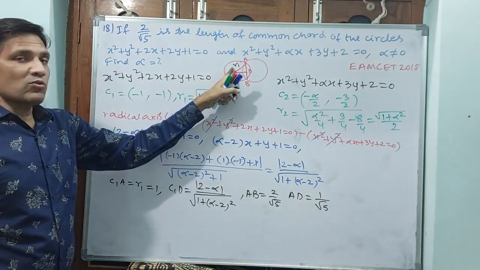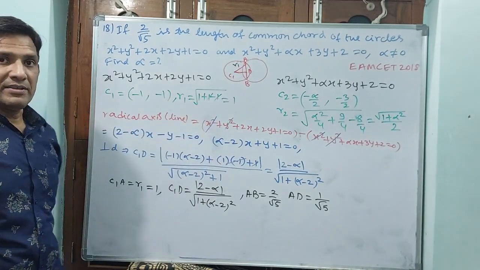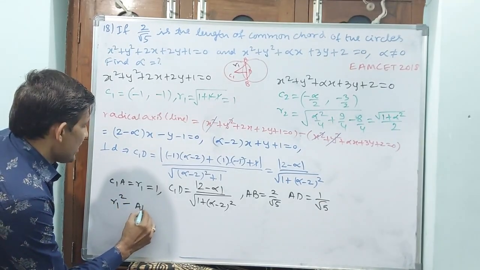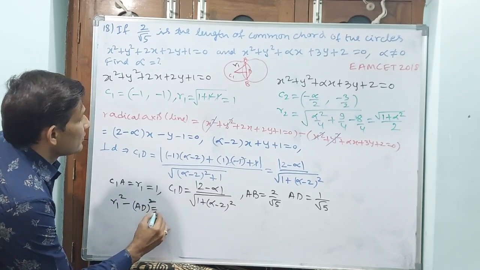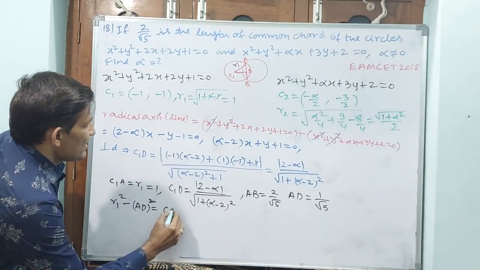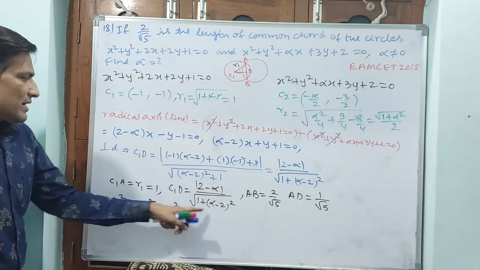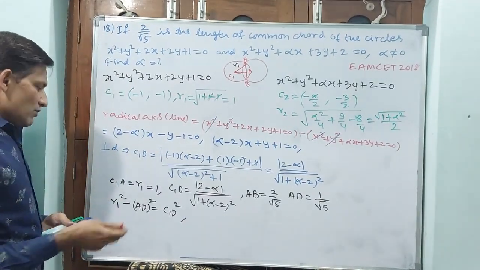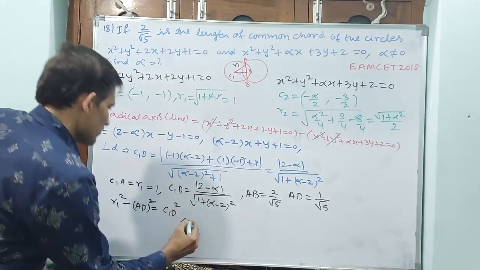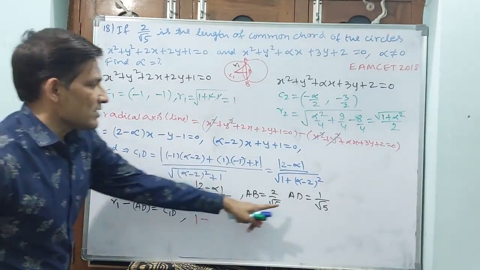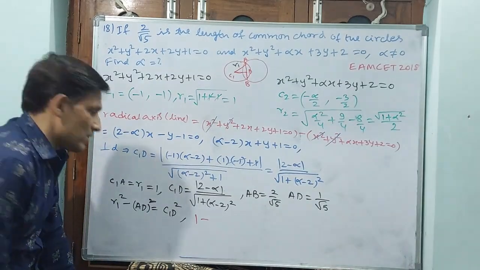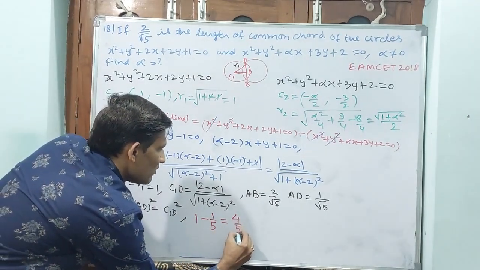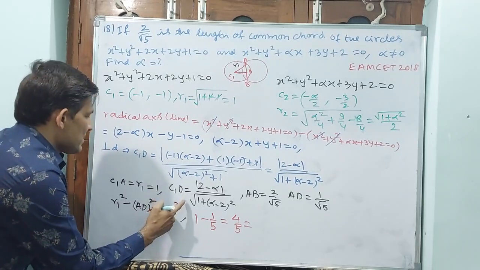That means R1 square minus AD square is equal to C1D square. Write down: R1 square minus AD square is equal to C1D square. R1 square is 1 square, 1, minus AD square, which is 1 by 5. That is equal to 5 minus 1, 4 by 5. This is equivalent to C1D square.